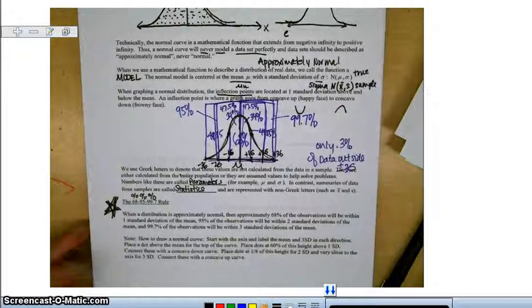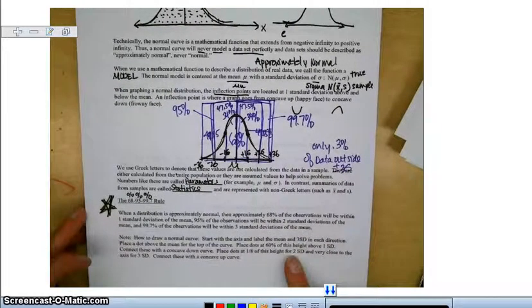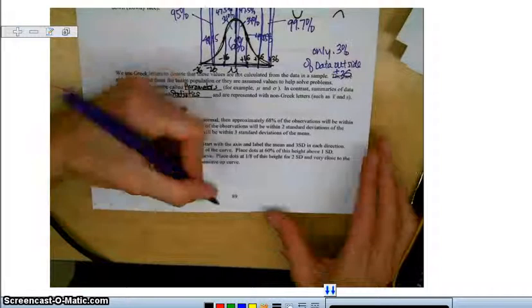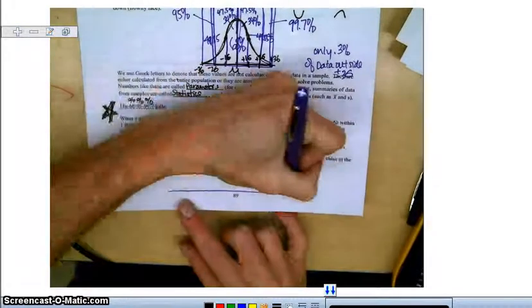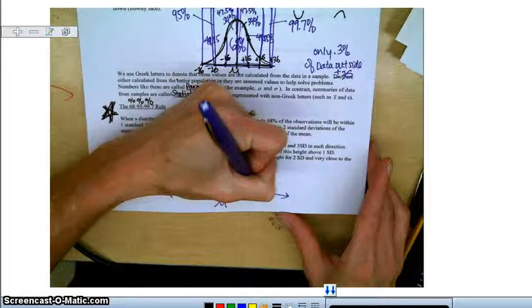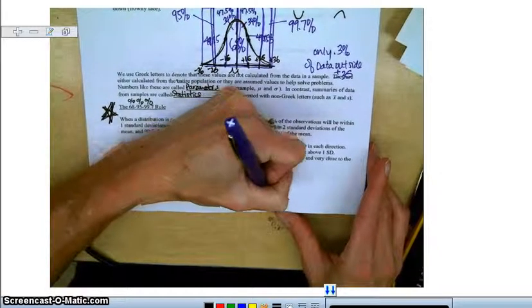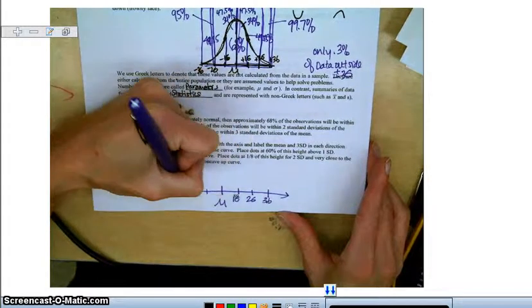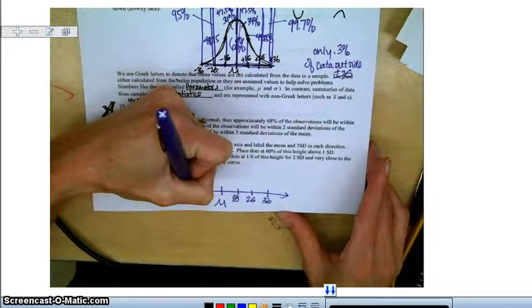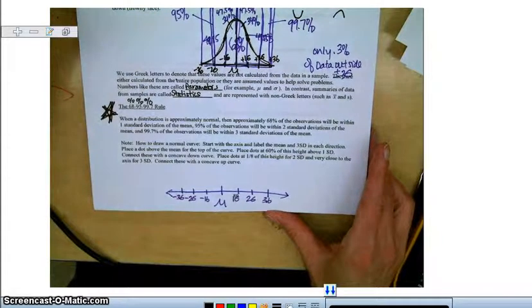All right, so note how to draw a normal curve. Start with the axis and label the mean and three standard deviations in each direction. So start with the x-axis and label the mean, mu, and 1, 2, 3, 1 sigma, 2 sigma, 3 sigma, and 1, 2, 3, negative 1 sigma, negative 2 sigma, negative 3 sigma. Okay, that's how you set up the x-axis.